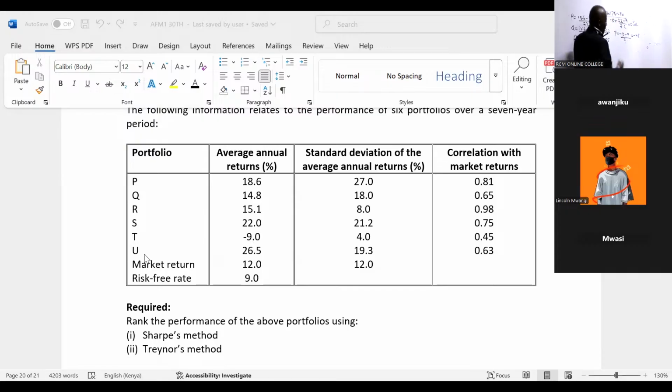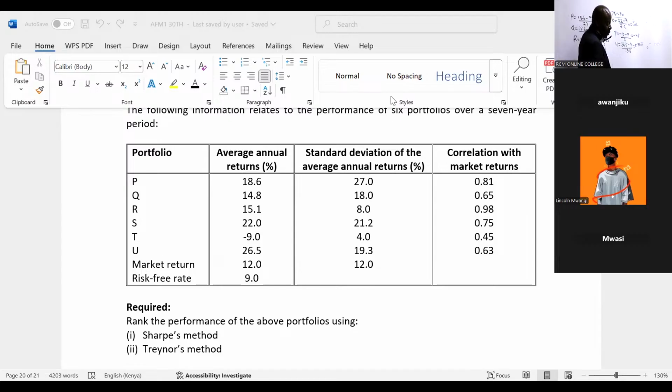After T, I can see U. So what is the average return of U? Minus 9, all over the standard deviation of U, which is 19.3. Which ended up giving you what figure? 0.9067. And that is all the 6 securities. Don't evaluate the market.